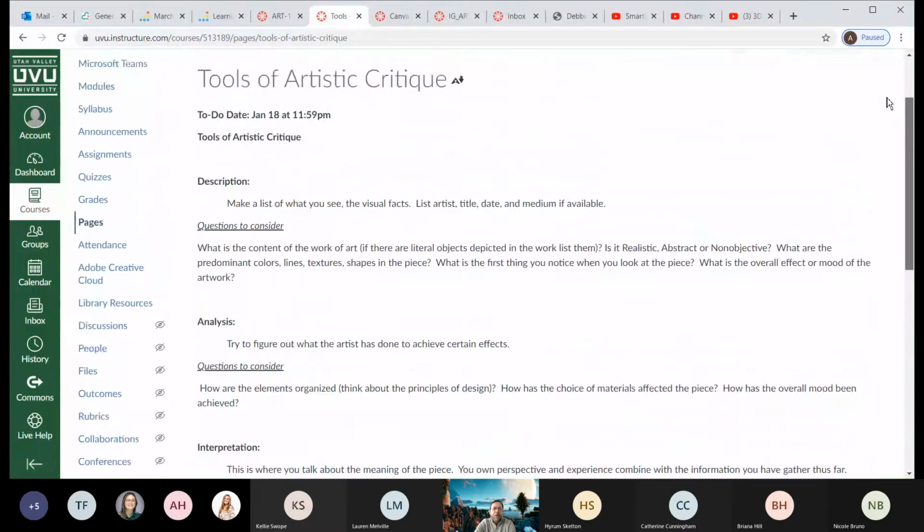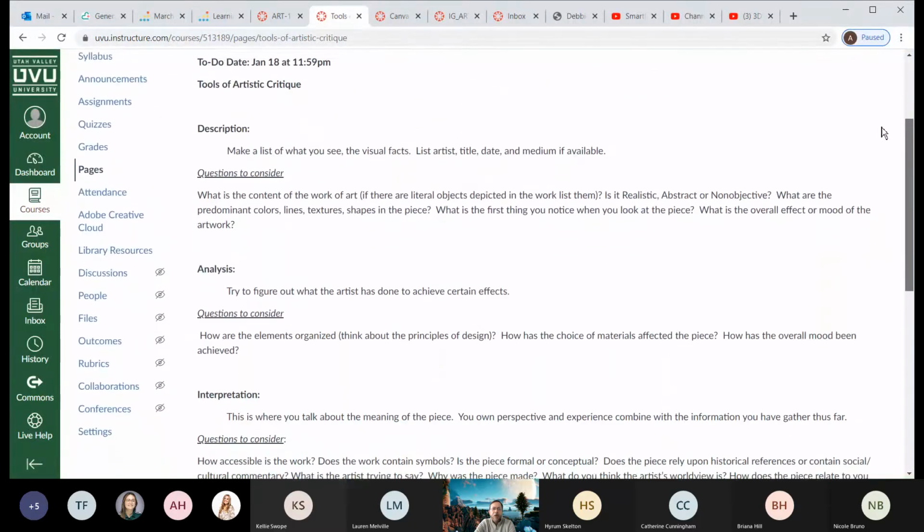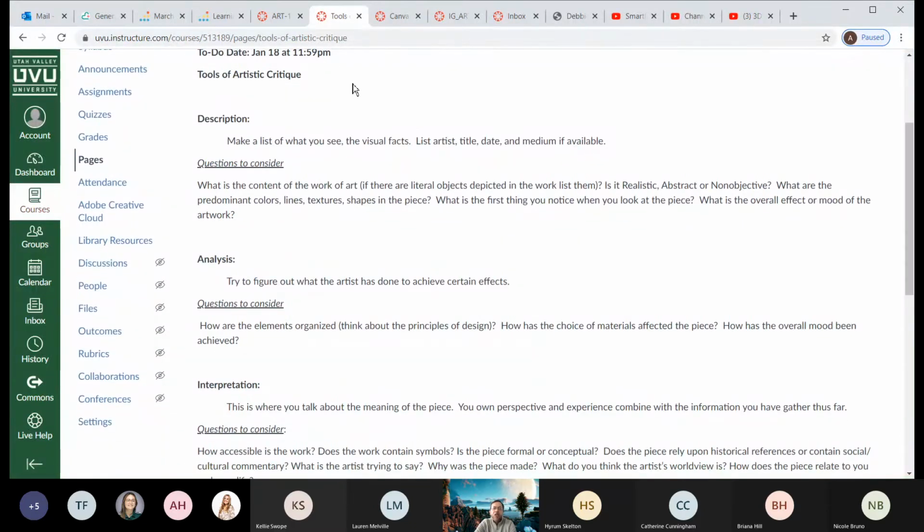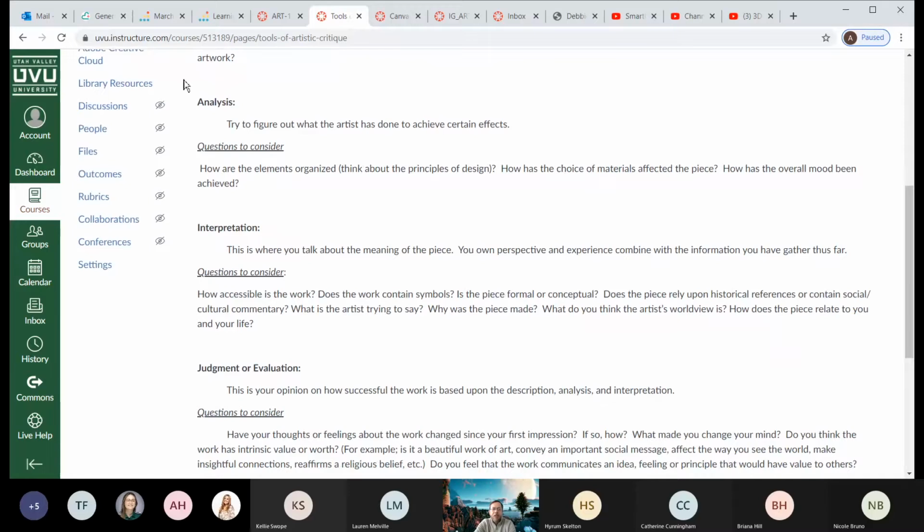And as you're doing the tools of artistic critique, I think the most important thing is to try to separate out description at the beginning, make some very clear observations on the analysis, but then these two things will blend together quite a bit, and that's perfectly fine. Just go through a couple of the questions, and that'll be just fine.